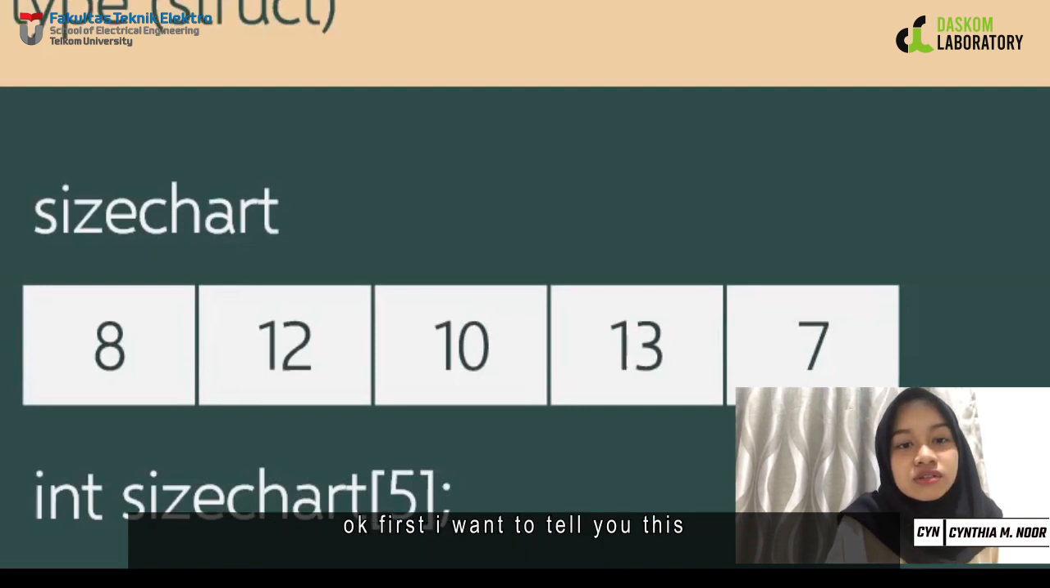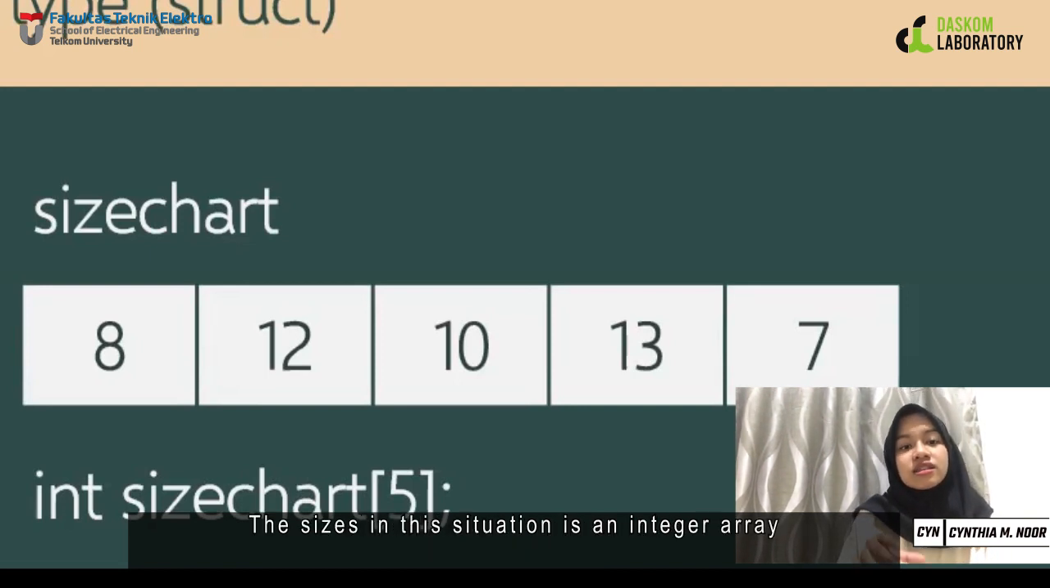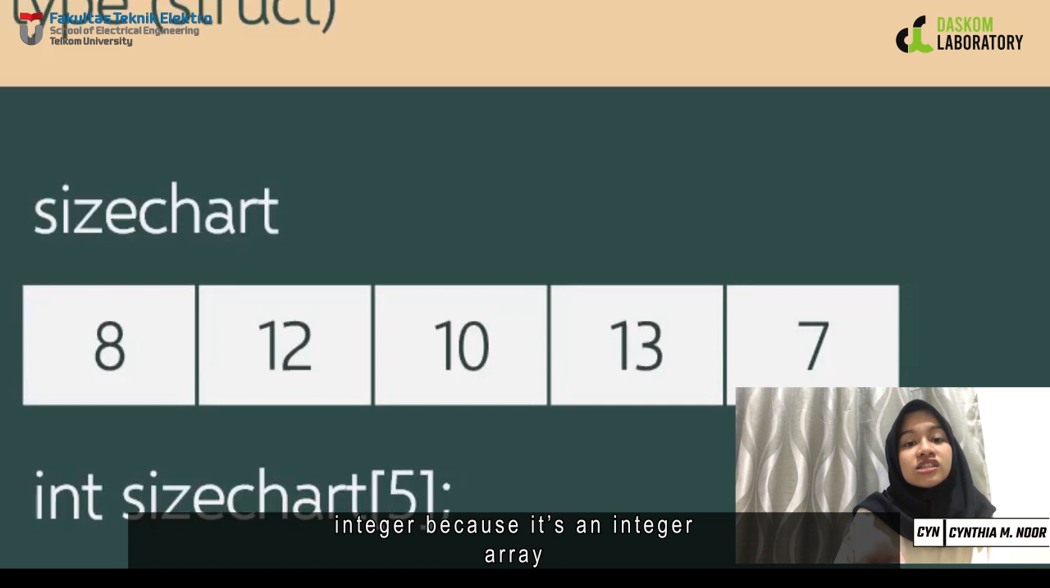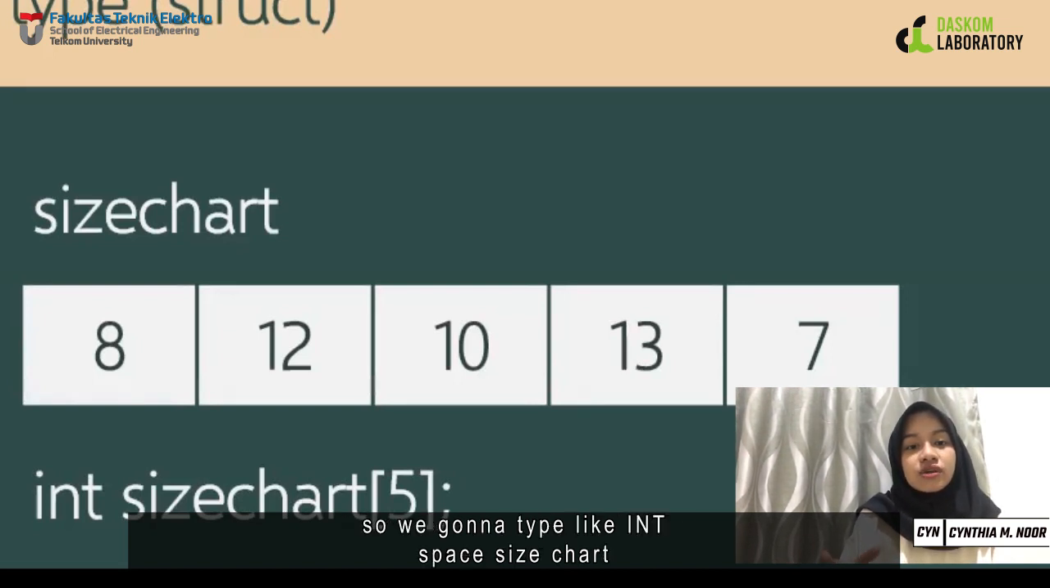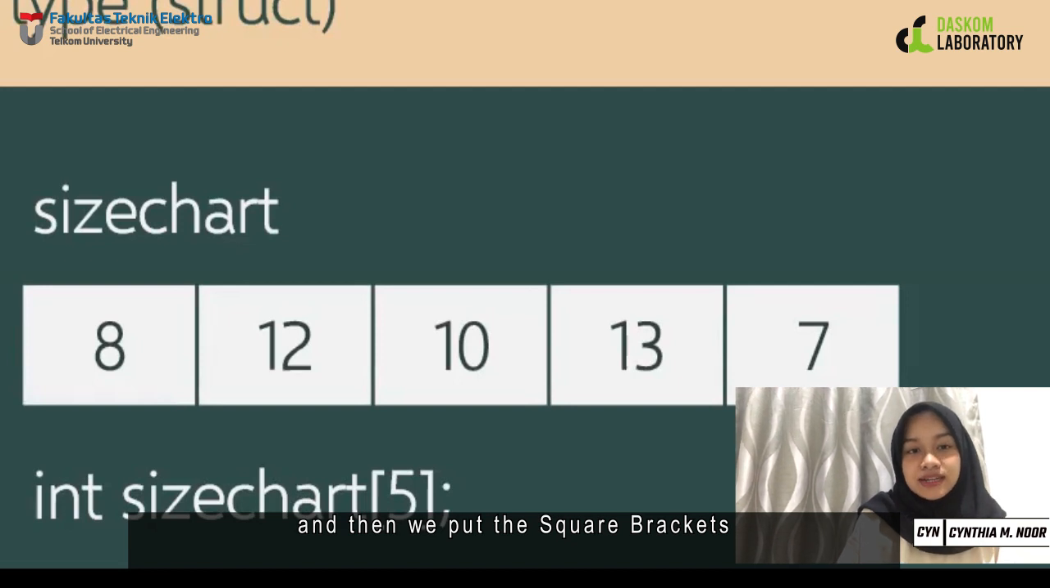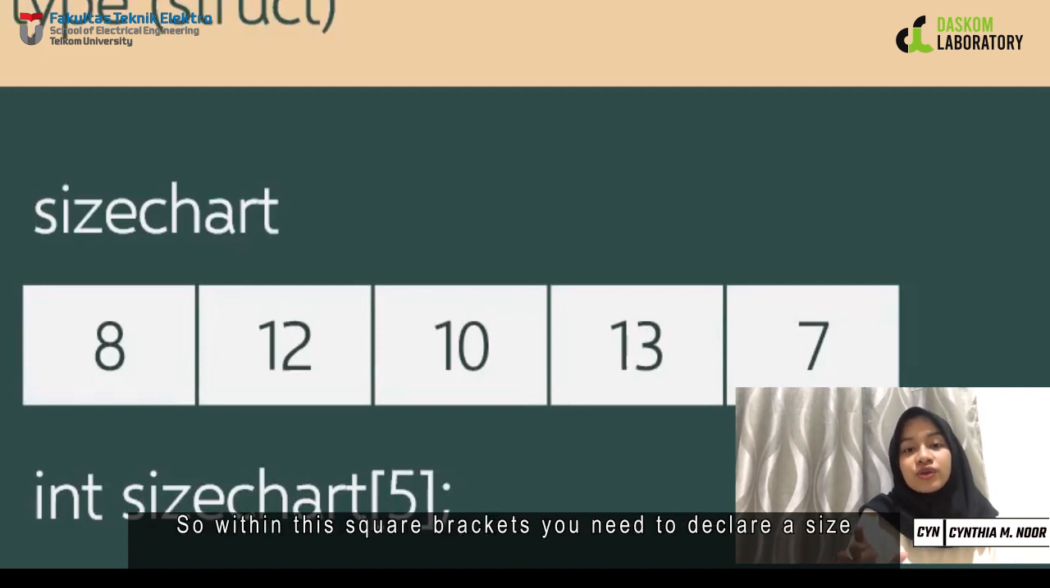Okay, first I want to tell you this. The size in this situation is an integer array, and the way you would define this is like this. Integer, because it's an integer array, right? So we gotta type it like int space size chart, because the title of this array is size chart, so the variable name is size chart, and then you put the square brackets. So within these square brackets, you need to declare a size.